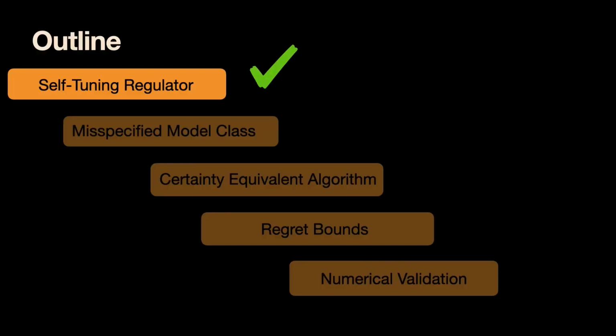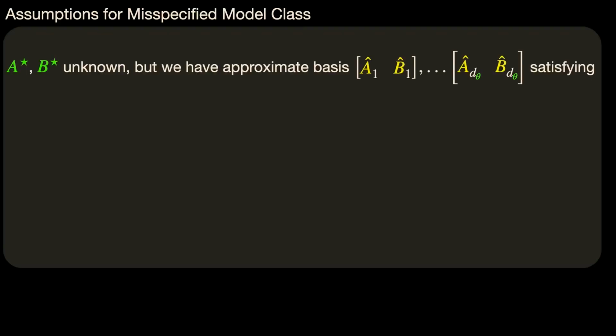Okay, with that definition of the self-tuning regulator, we'll get into our definition of the misspecified model class. So we're still going to assume that A star and B star are unknown, but we'll additionally assume that we have prior knowledge of some approximate basis of dimension d theta. When we say an approximate basis, we mean that A star and B star can be approximately represented as a linear combination of the elements in this basis.